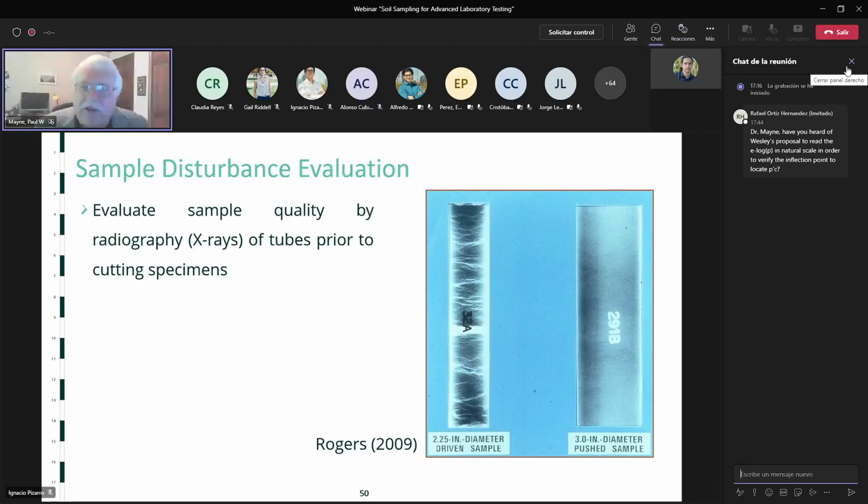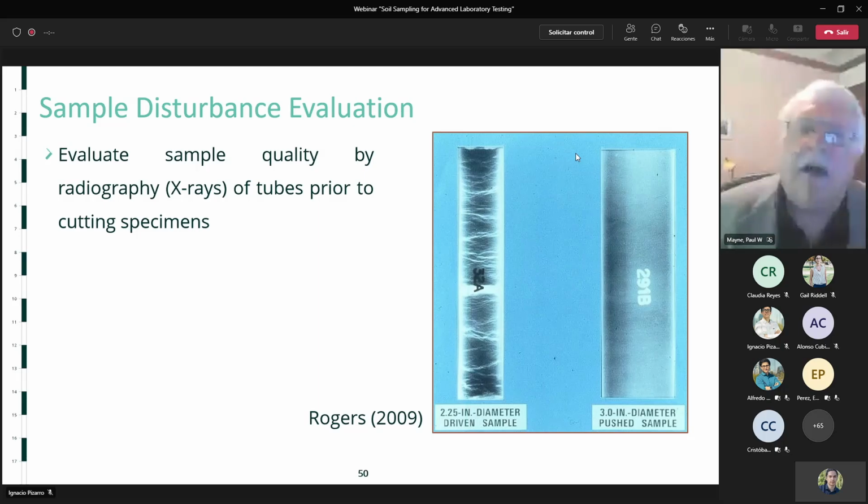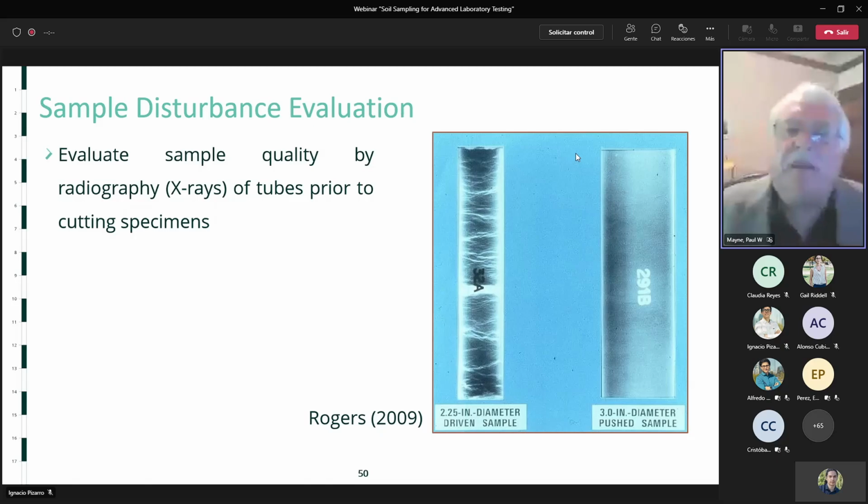I want to say the New York State DOT, Department of Transportation, requires you to do radiography on every undisturbed sample before you cut specimens for lab testing. They don't want you to waste their money running tests that aren't going to be able to be figured out. Next.